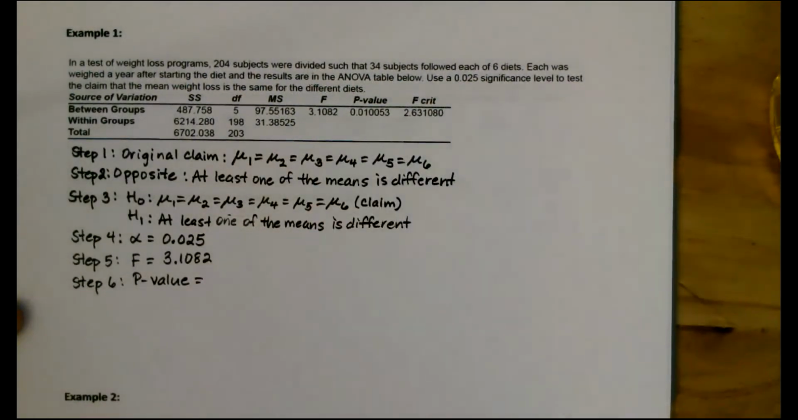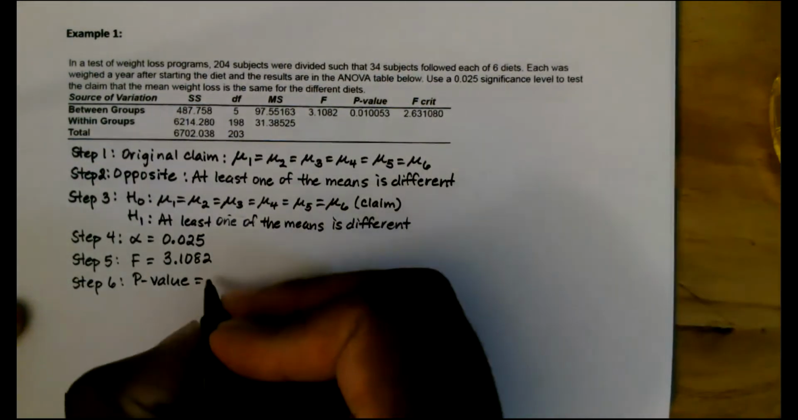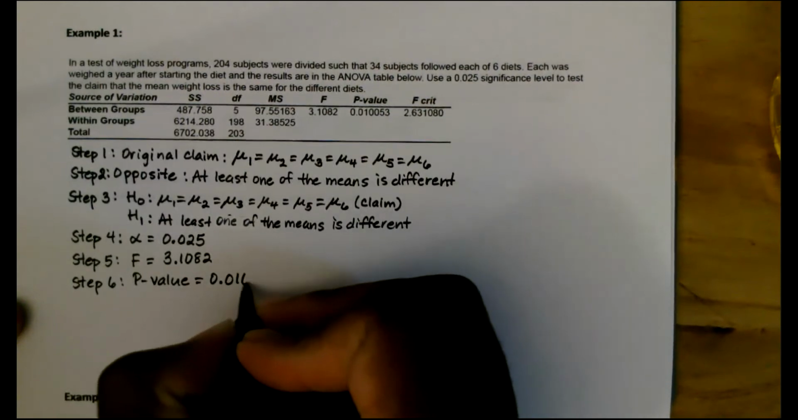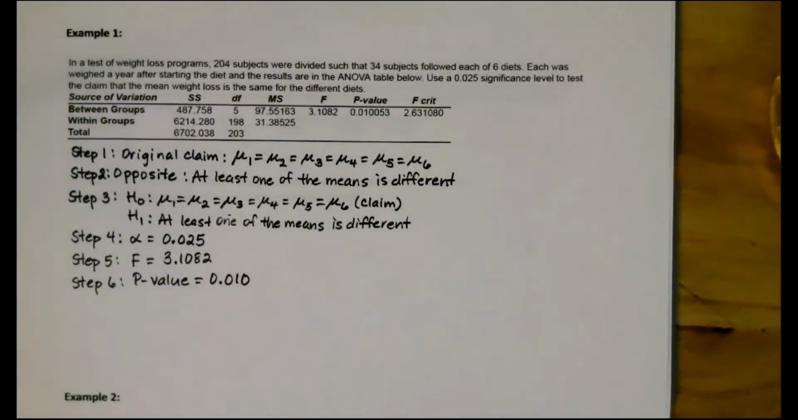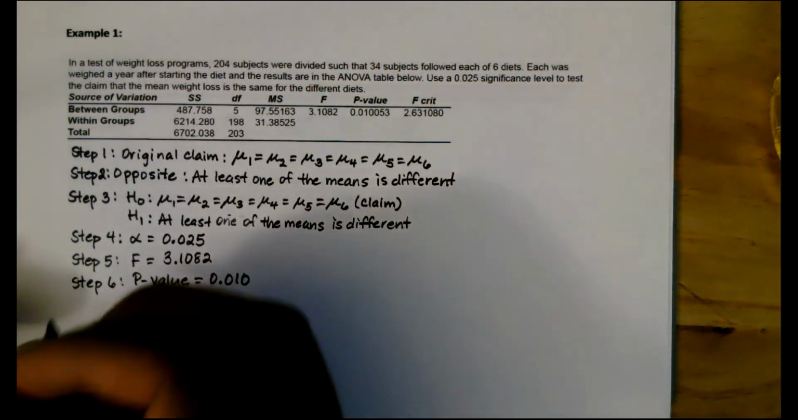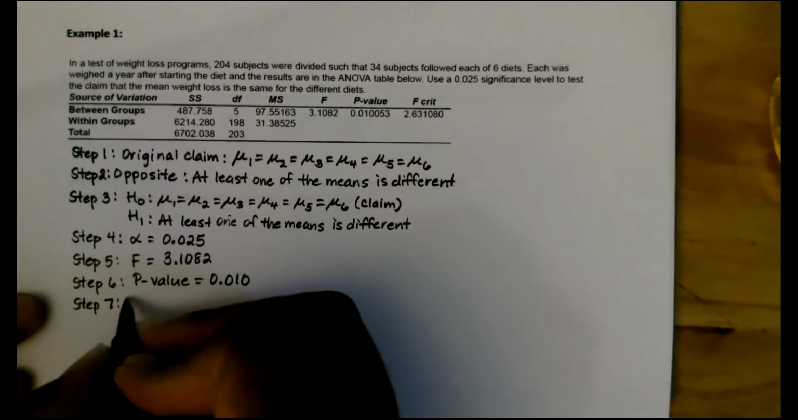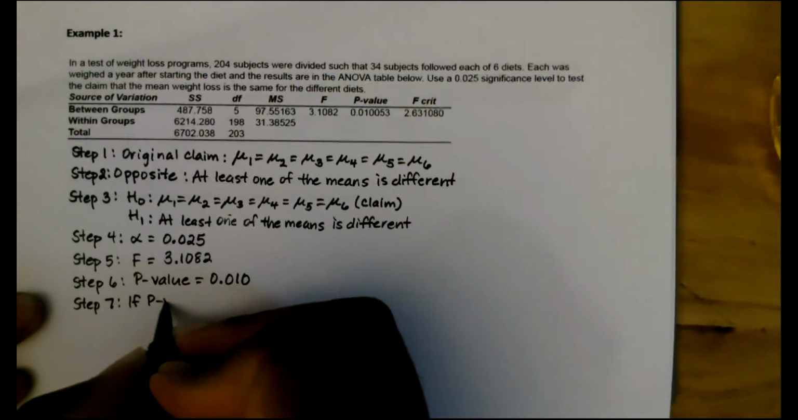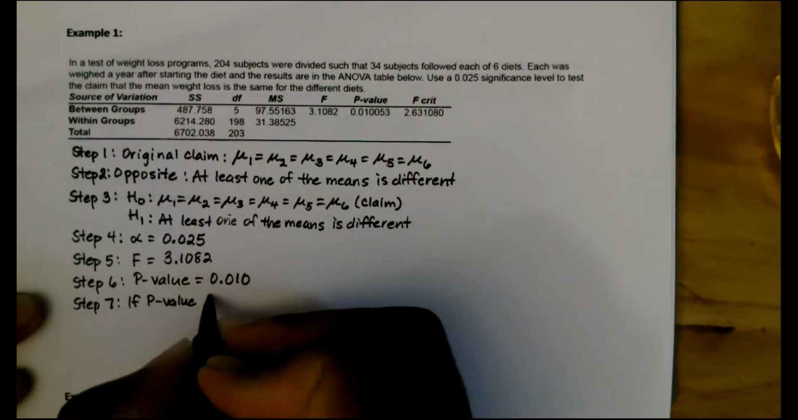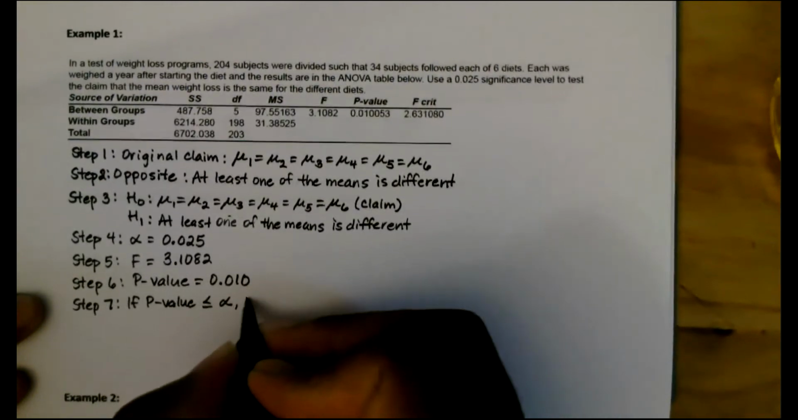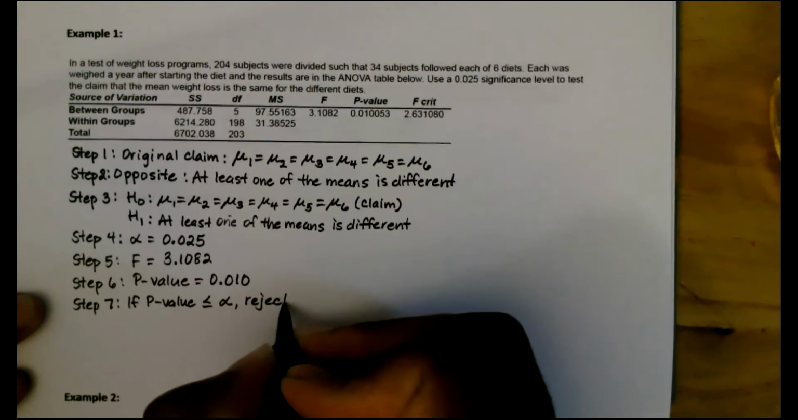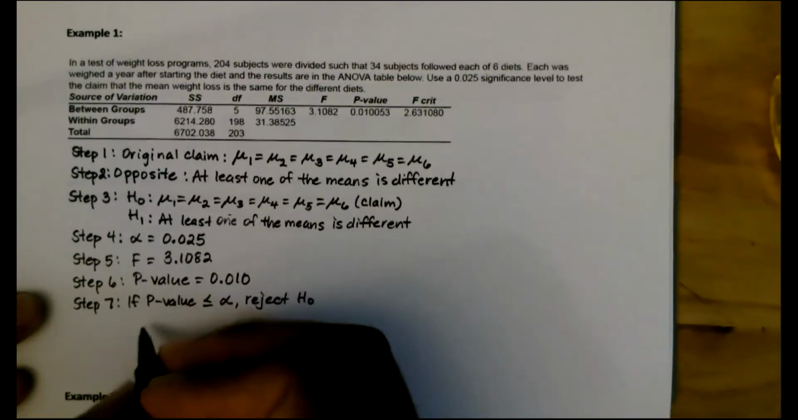Now let's say I want to round that off to 3 decimal places. That would be 0.010. Okay, 0.010. And then I'm going to compare the p-value with my significance level, which is step number 7. And that decision rule is this: if the p-value is less than or equal to alpha, you want to reject the null hypothesis.